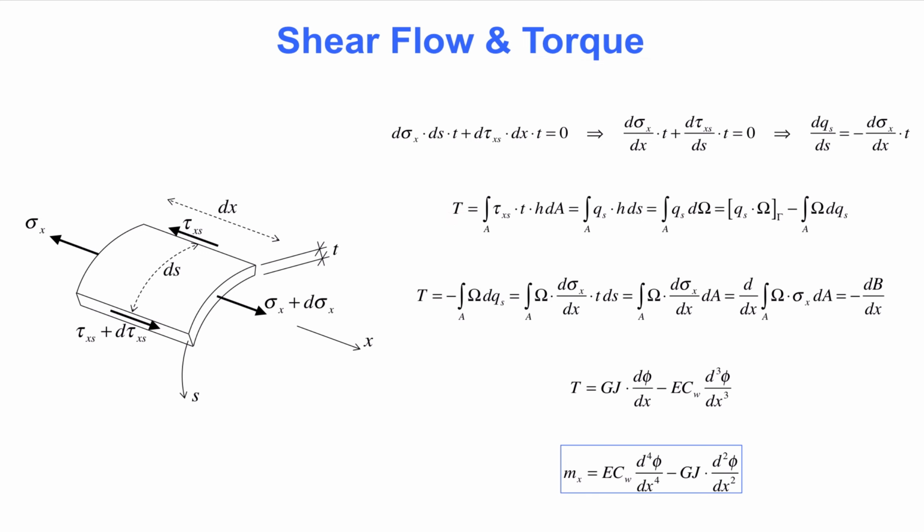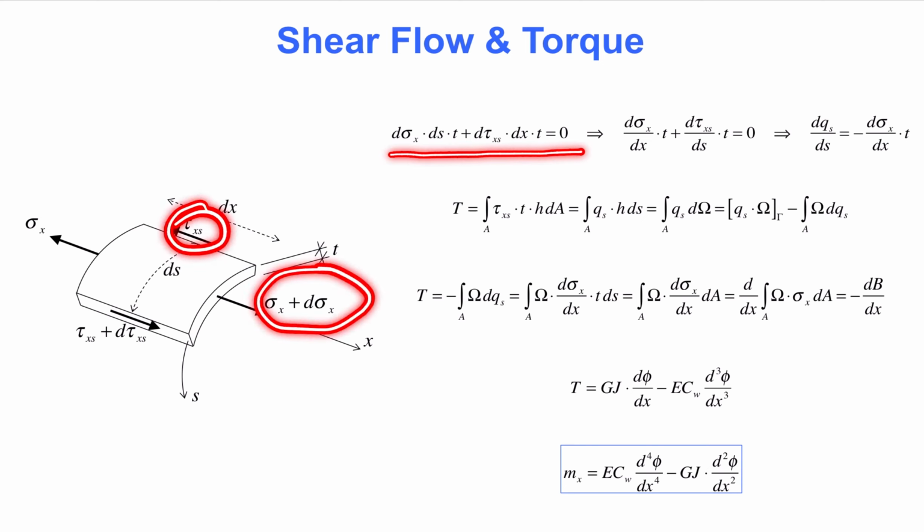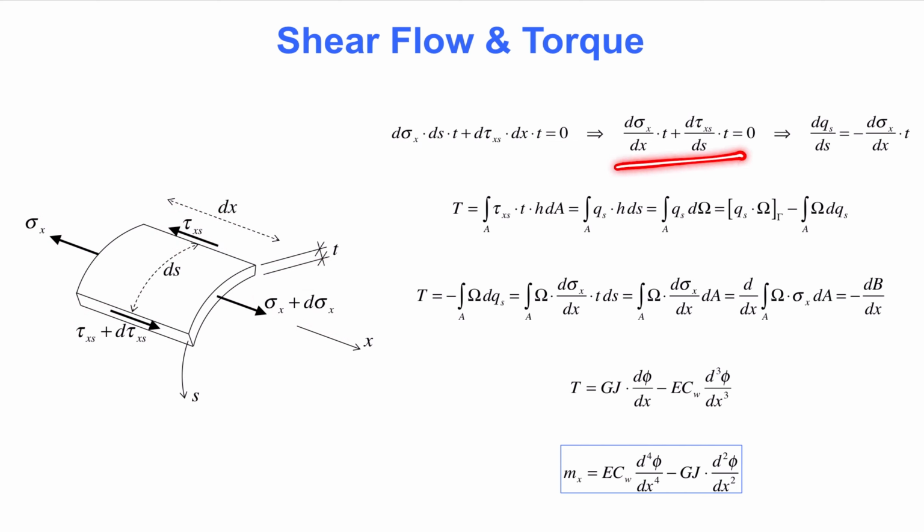The first equation on this slide expresses equilibrium of the infinitesimal part of the beam shown on the left-hand side. In the same line, the equation is divided through by ds and dx. In the end, shear flow, Qs, is defined as the shear stress times the thickness, T. This is the same definition as is used in the calculation of shear flow and shear stress in beams subjected to bending. The next equation integrates shear stress over the cross-section in order to obtain the torque, T. The second equality introduces the shear flow, Qs.